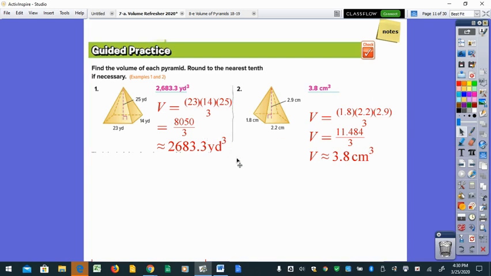Well, I hope this was a good refresher on the volumes that we covered in 7th grade. There is a worksheet for you to practice.